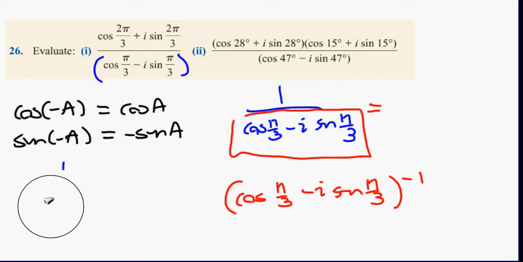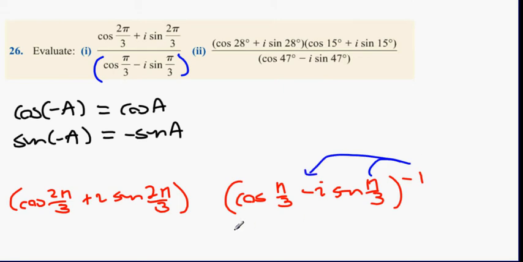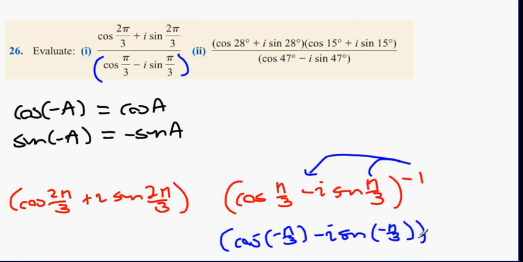Now, once we've done this, the equation is now going to be cos 2 pi over 3 plus i sin 2 pi over 3, close bracket. Now we're going to use De Moivre's theorem and multiply the power by the angle. What we're going to get this time is cos of minus pi over 3 minus i sin minus pi over 3, close, close. Okay? This is going to be cos 2 pi over 3 plus i sin 2 pi over 3.